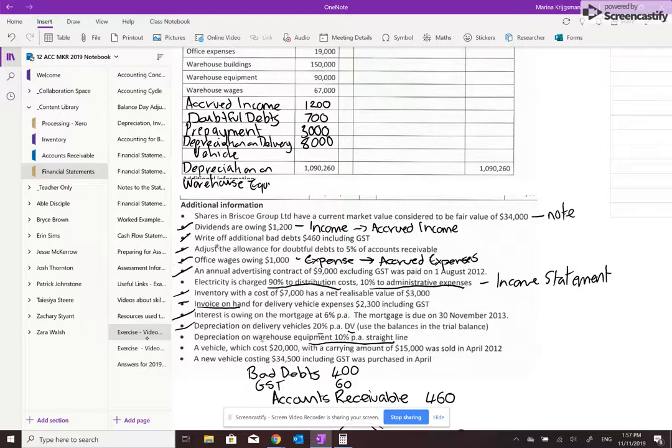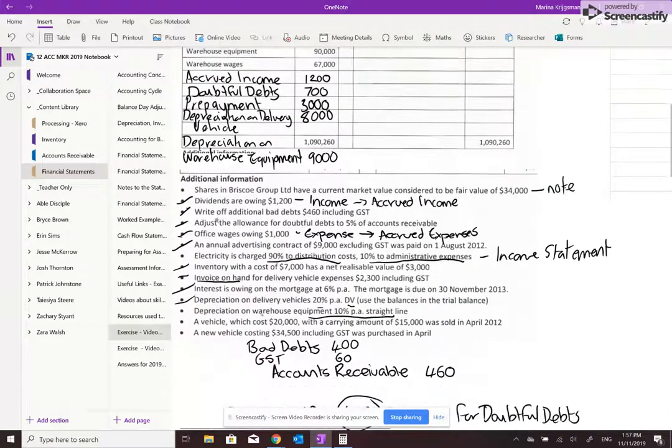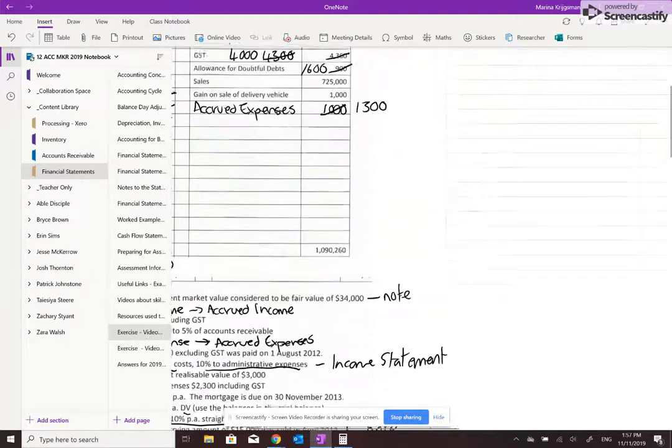So the debit is the depreciation of 9,000, and the credit is adding it to the accumulated, so we get 59,000. Now, on our additional information, we've got some information about a vehicle being sold and a new vehicle being purchased, and we're going to add that to our note, in particular our PPE note, our property, plant and equipment note. So now we're going to put together the statement of financial position, and it includes all our assets.